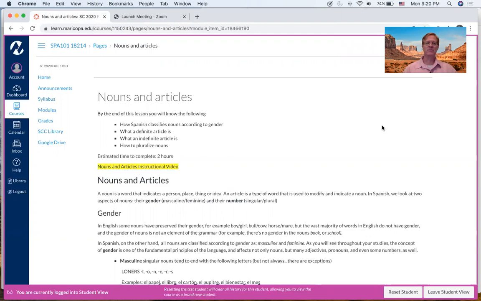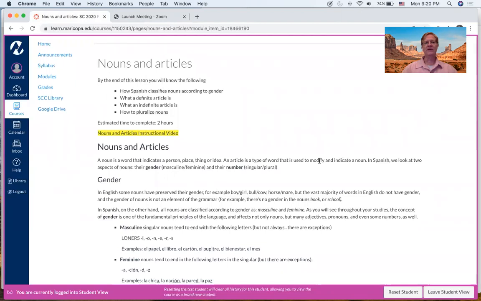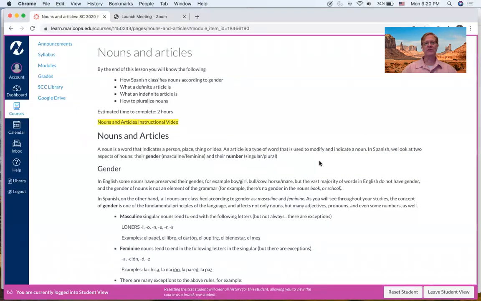Hola clase. So today we're going to look at nouns and articles. This is part of Module 1, Unit 3. And the key concept in terms of nouns in Spanish is the idea of gender.